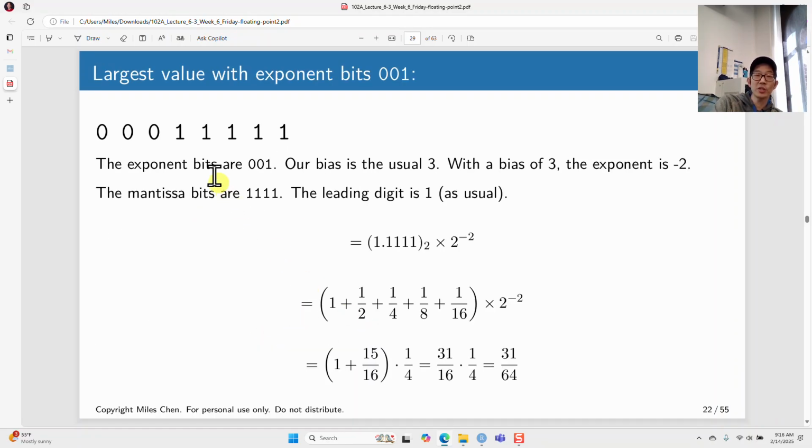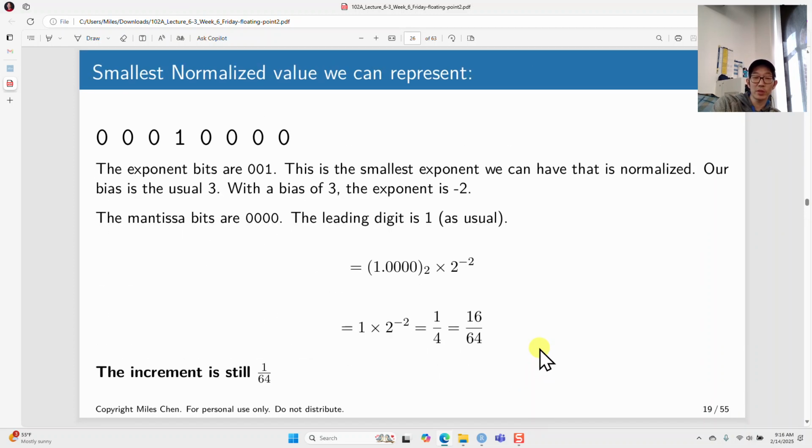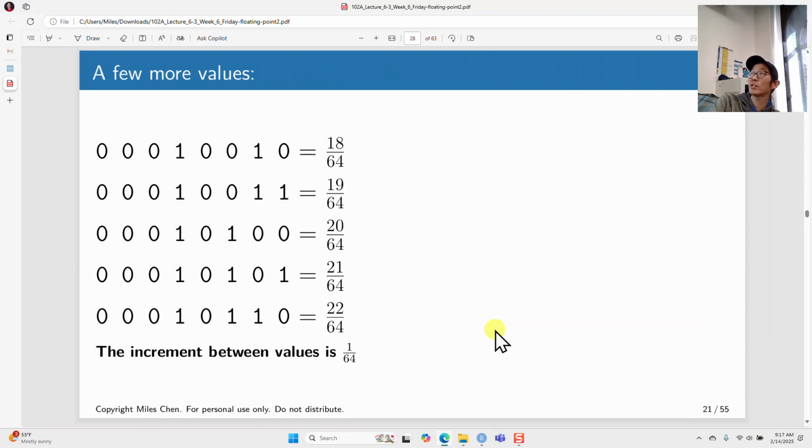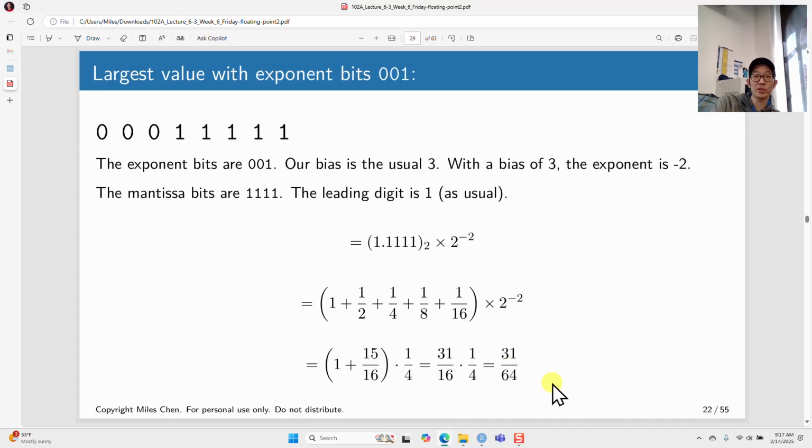The largest value I have where the exponent bits are 0, 0, 1 is going to be, these are all filled in with 1s. So this is 1 plus 1/2, 1/4, 1/8, 1/16. That's 1 and 15/16. Okay, times 2 to the negative 2. So this is going to be 31/64. Okay, so we start off, smallest normalized value is 1/4, or 16/64, and we count up 17/64, 18, 19, 20, 21, 22, all the way up to 31/64. Okay, all right. Is that okay?